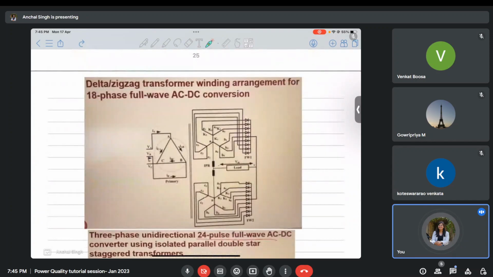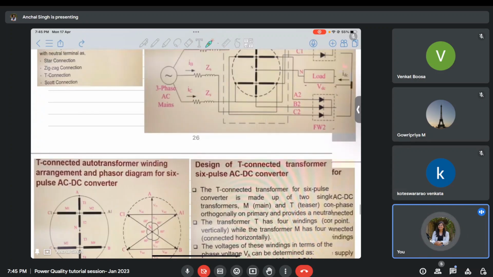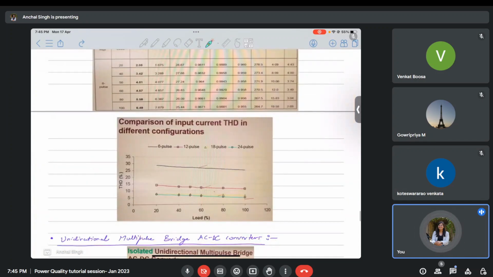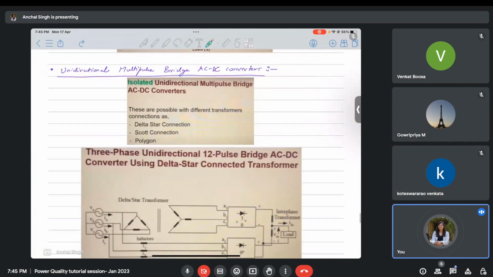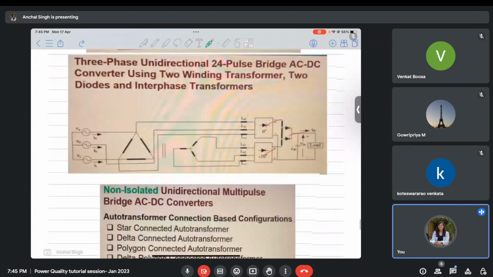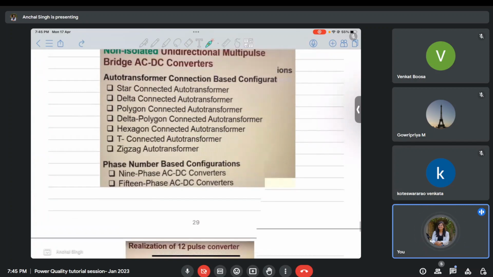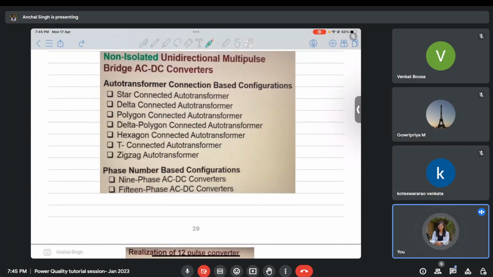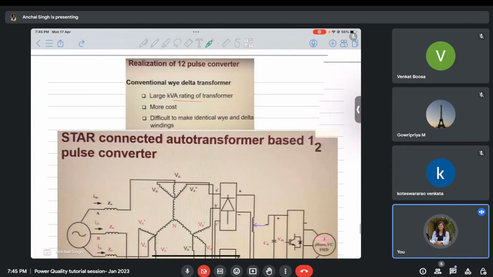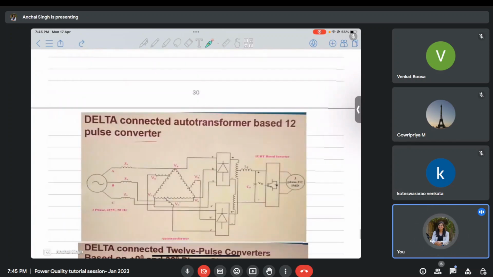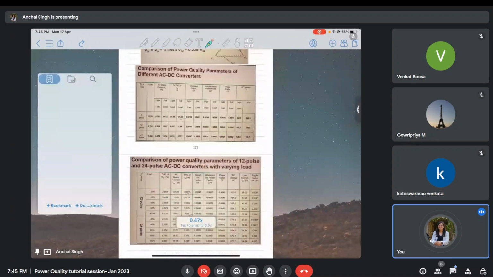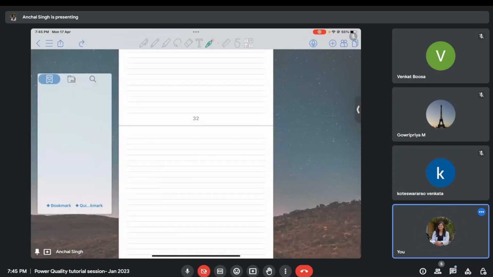And then there is delta, zigzag. A lot of topologies are present. So these are the comparison tables of these converters. And then after talking about the multi-pulse converters, these are the classifications. So you can observe here, a lot of types of transformers are present, and these are only a few. Apart from that, the basic thing you can do is try to understand how they work. Once you know one type of topology, it will be easier for you to understand the others.